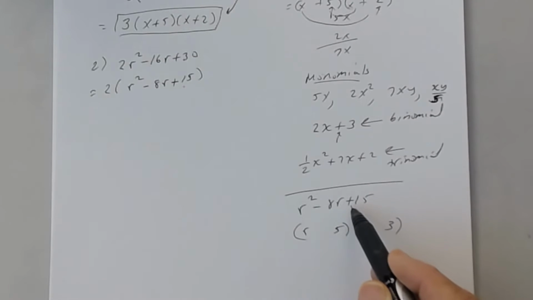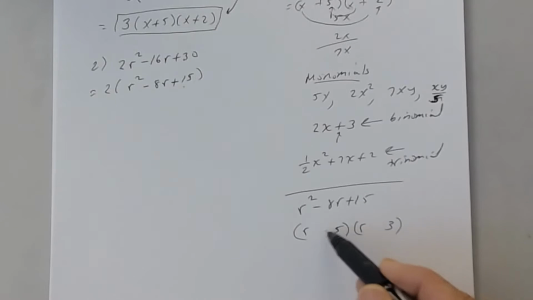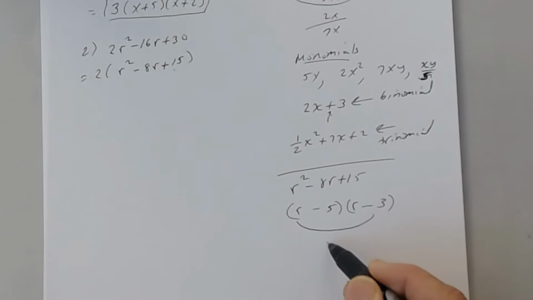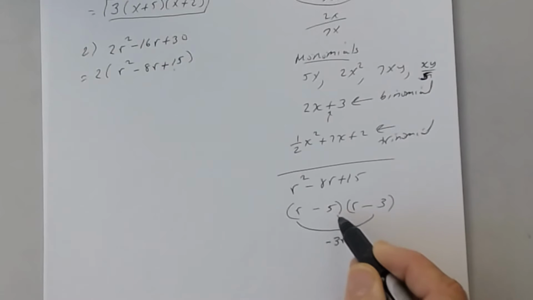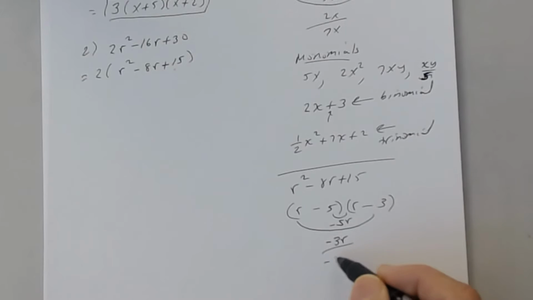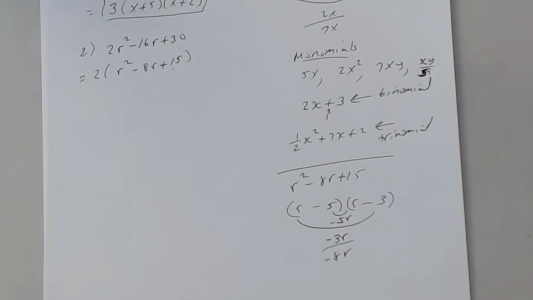Last sign is positive. What does that indicate about these signs in here? They have to be the same sign. And they both have to be what? Negative. That's the only way you can get a negative 8r. And if you check it, you'll see that's true. What's the outer? 3r. What's the inner? And when I add them up, what's a negative 5r and a negative 3r? Negative 8r, which is what you wanted.